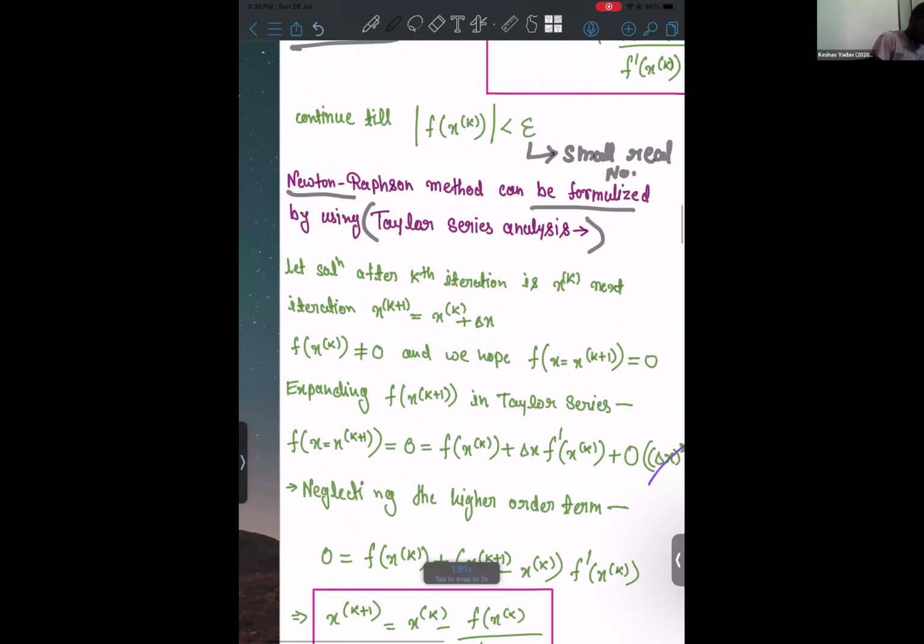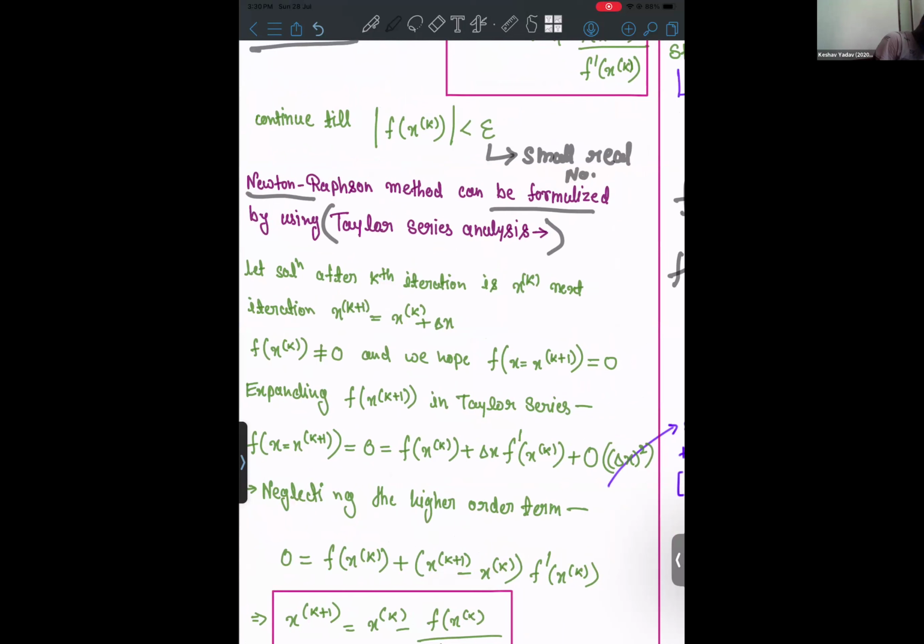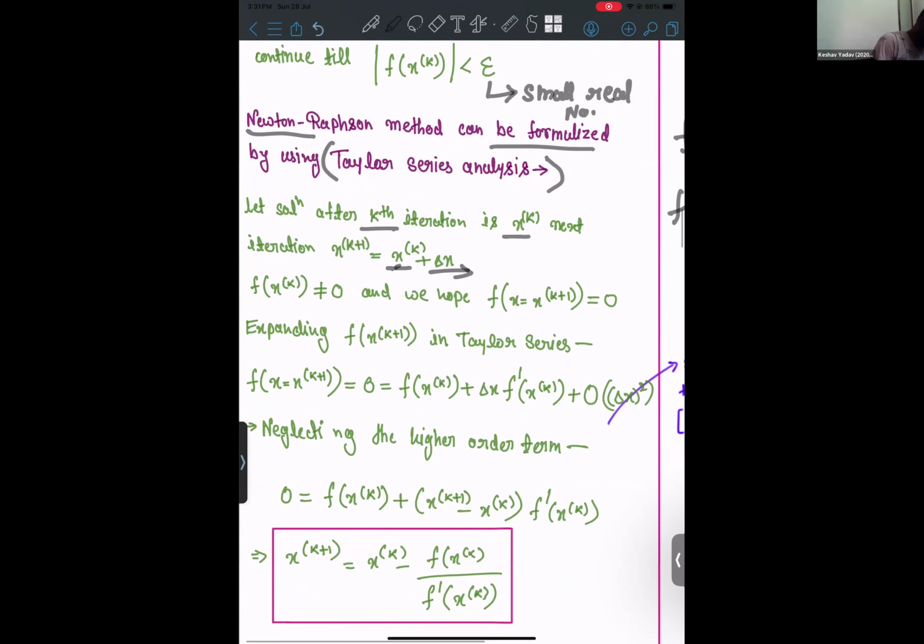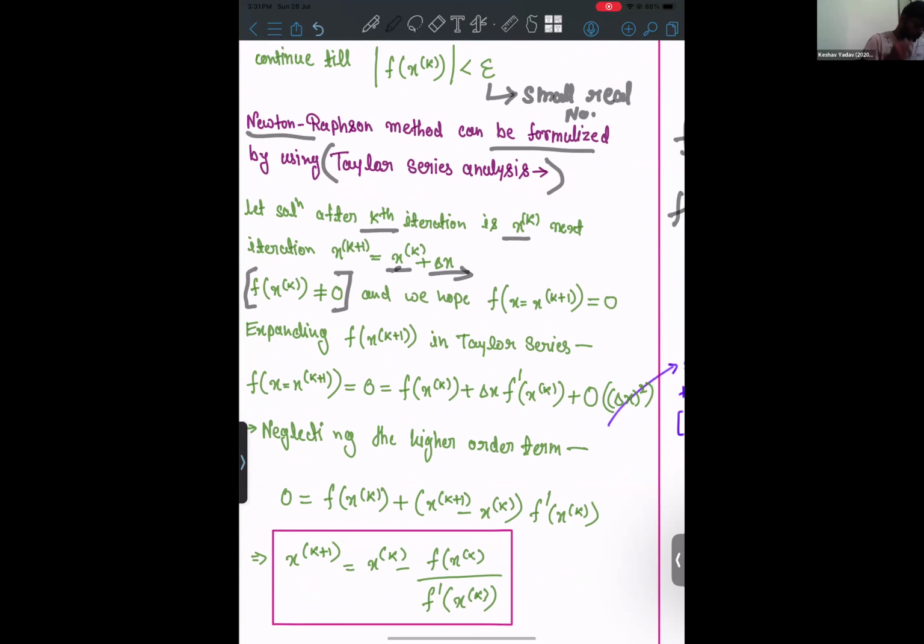So here, let us assume the solution after the kth iteration is x superscript k. The next iteration, x k plus 1, will be equal to x k plus some delta x. Now we say that at the kth iteration, we do not get the function value 0, but we hope that after one more iteration, we will get the exact solution. So this x at the k plus 1th iteration, we can expand by using the Taylor series expansion.